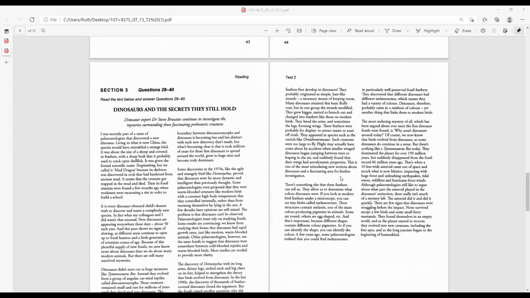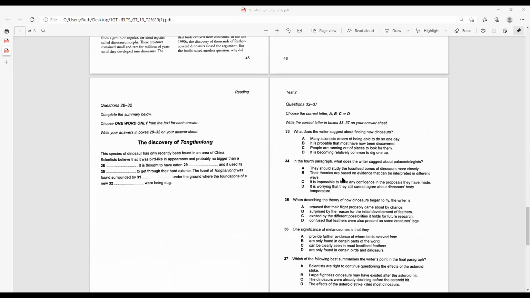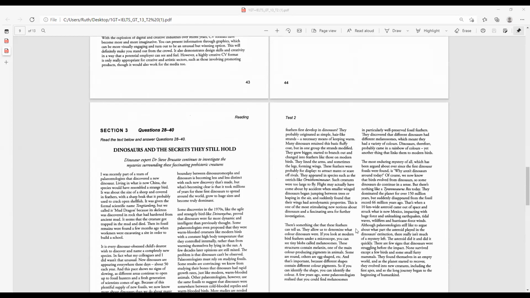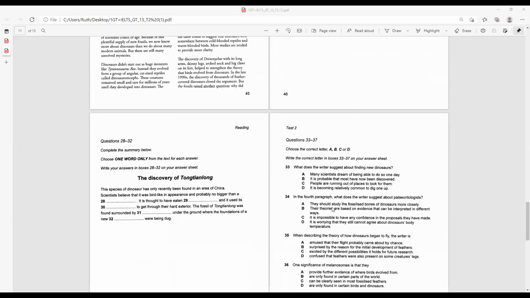So the answer to, oh, it's 35, right? So 35, the answer is C. It talks about that he's excited about it. It says, this is one of the most stimulating new notions about dinosaurs and a fascinating area for further investigation. So we understand that the writer is excited about the dinosaurs flying.